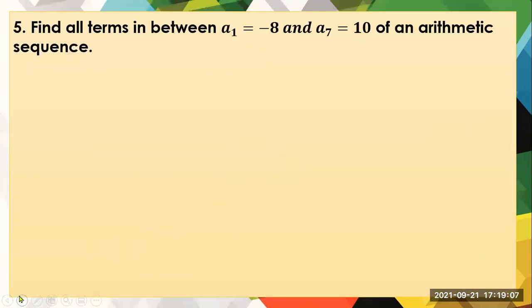Let's try it. Find all terms in between a sub 1, which is negative 8, and a sub 7, which is 10, of an arithmetic sequence. To visualize it, it will look like this. How many blanks do you have here? 5. Okay, so a sub 1, a sub 2, a sub 3, a sub 4, a sub 5, a sub 6, a sub 7. Now let's try to find the common difference, because we are to insert more than one arithmetic mean.